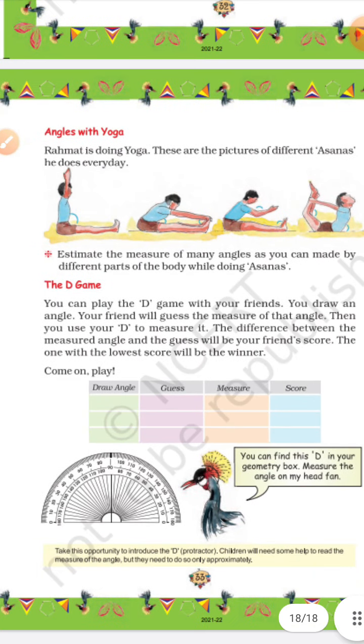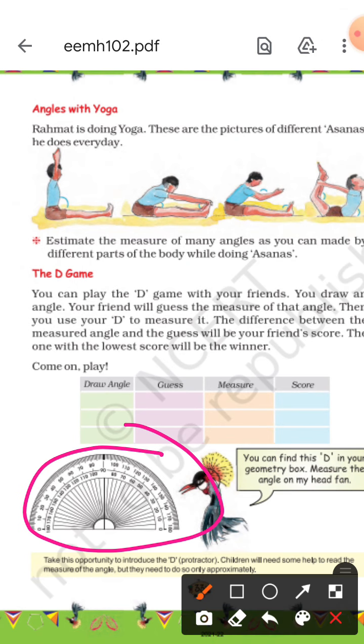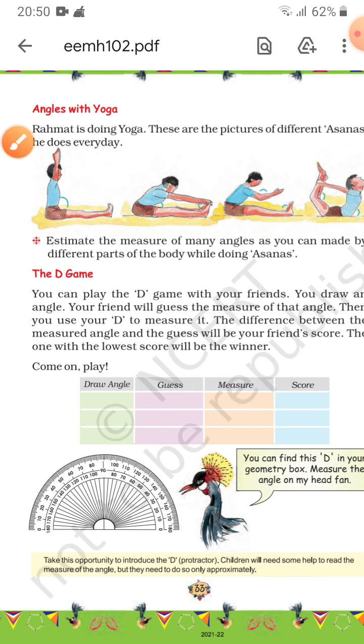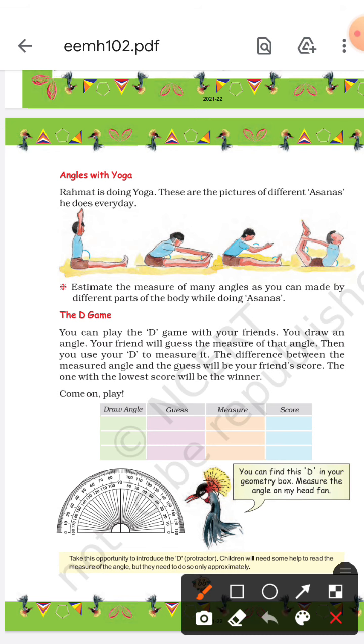Now the D game. You have already seen this in the geometry box, that is the D shaped, and we know it is the protractor to measure the angle. We can play the D game with your friends. You draw an angle, your friend will guess the measure of that angle, then you use your D, that means protractor, to measure the angle. The difference between the measured angle and the guess will be your friend's score. The one with the lowest score will be the winner.